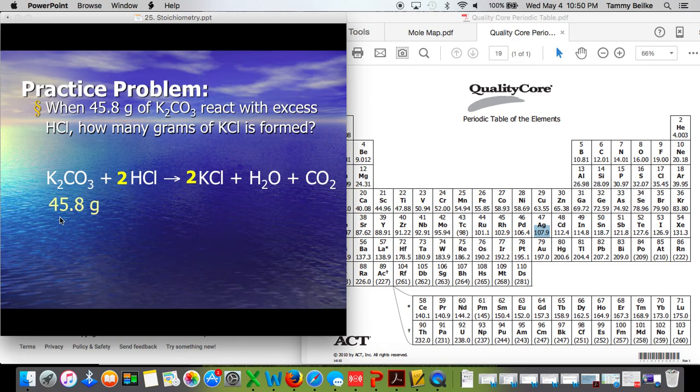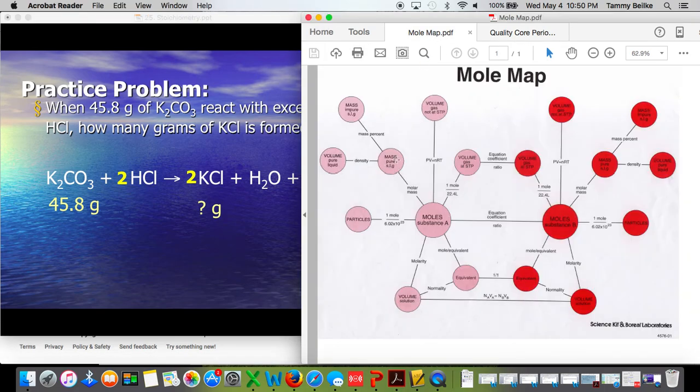Alright, so K2CO3 is 45.8 grams, and we're searching for the grams of KCl that's formed. So if you go over to your mole map and you look at grams to grams, we're once again doing gram to gram conversion.